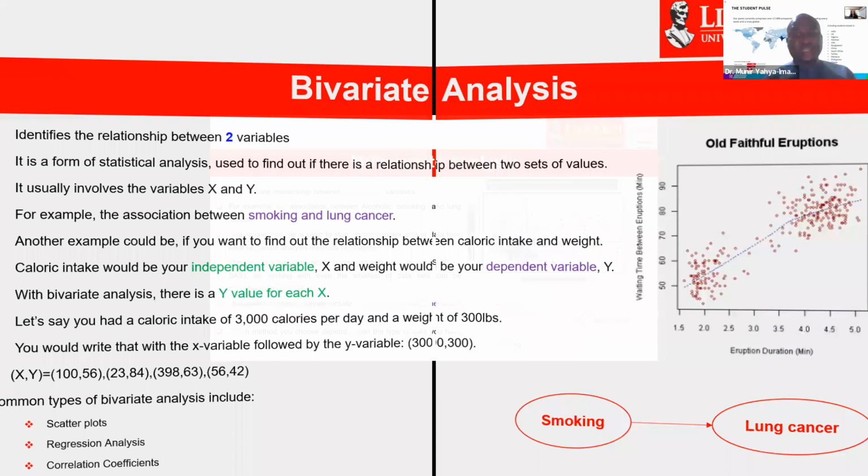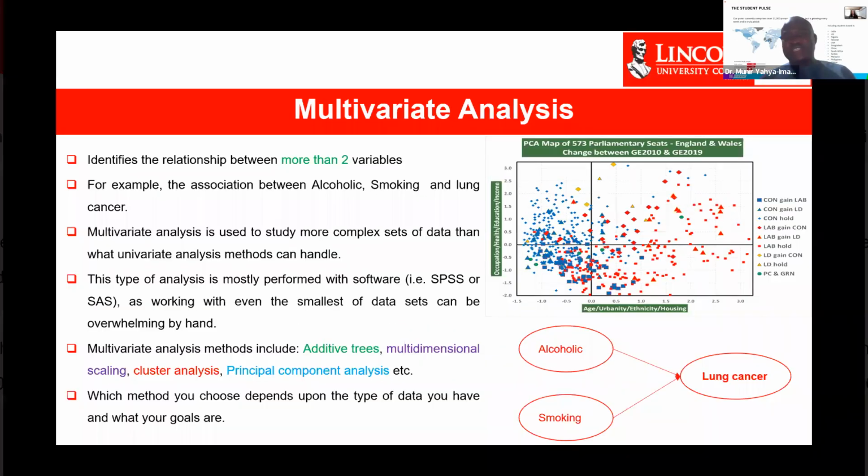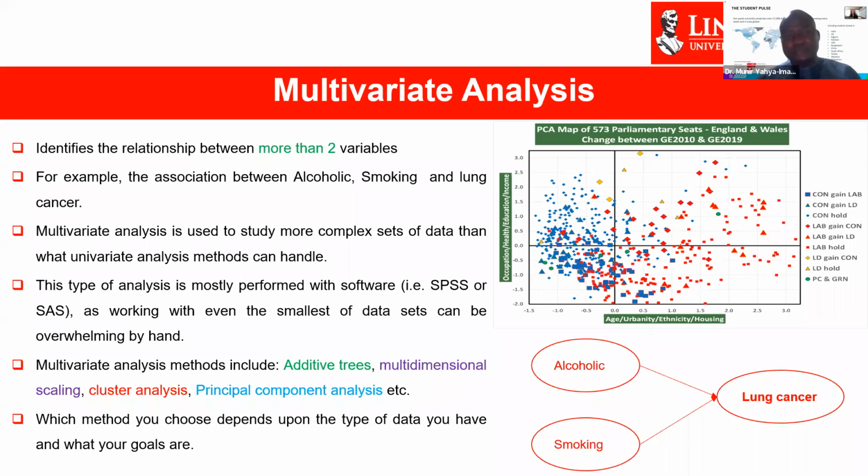Now, we also have multivariate analysis. This identifies relationship between more than two variables. For example, the association between alcohol, smoking, and lung cancer could be an example of multivariate analysis. Multivariate analysis is used to study more complex sets of data than what univariate analysis methods can handle. This type of analysis is mostly performed with software such as SPSS or SAS, as working with even the smallest of data sets can be overwhelming by hand. So it's better for you to use analysis software to perform this kind of analysis.